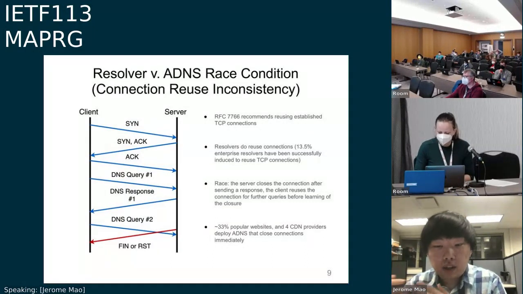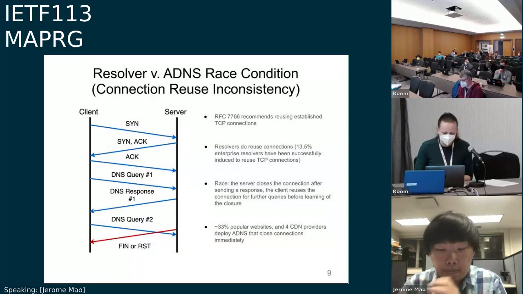And actually around 33% of the popular websites and CDN providers deploy ADNS servers that close the connections immediately after responding to the first DNS over TCP query. So they are vulnerable to this race condition.